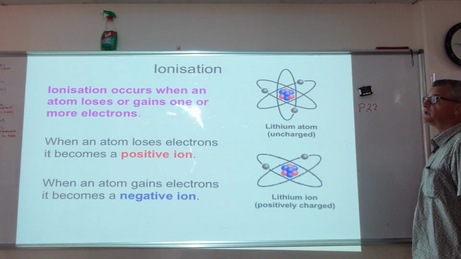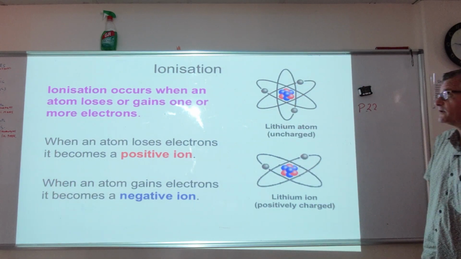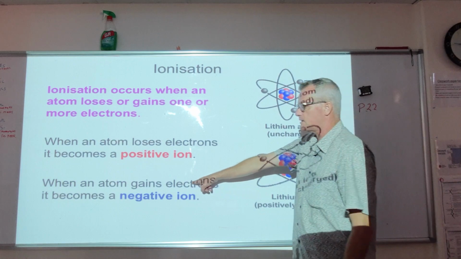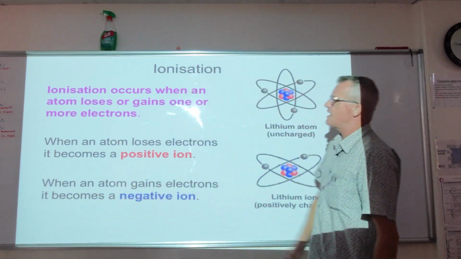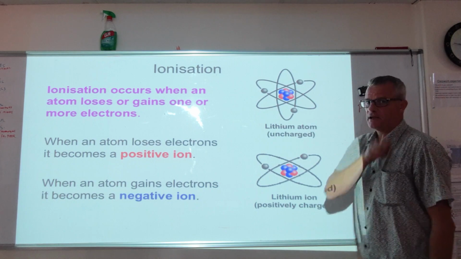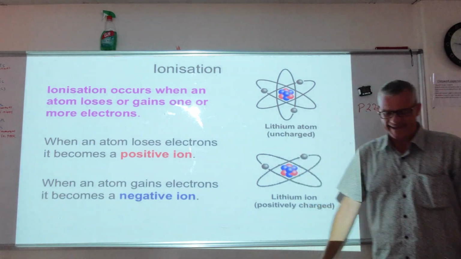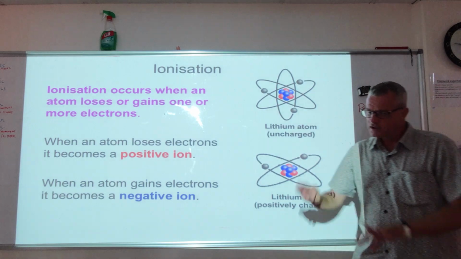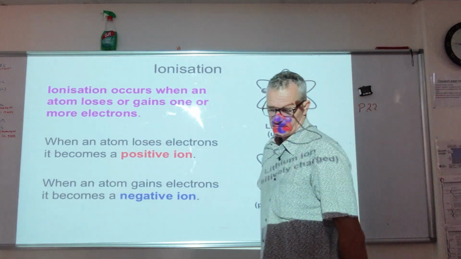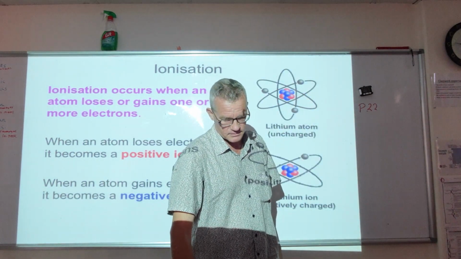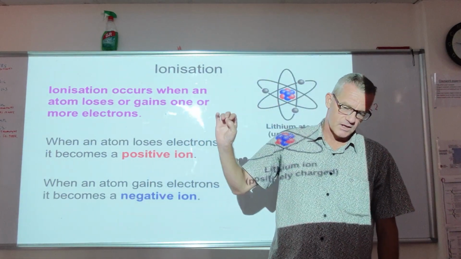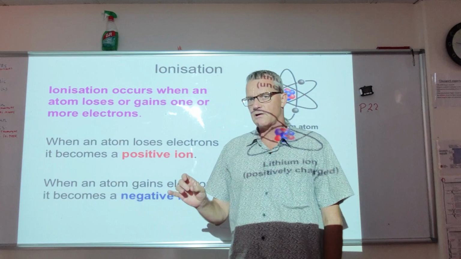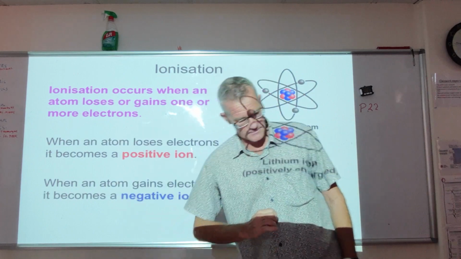Another type of ionization is when an atom gains an electron and becomes a negative ion. You will later see, when you go to A-level chemistry, we give it a slightly different name. Now, this ionization has an effect on the atoms in your body.